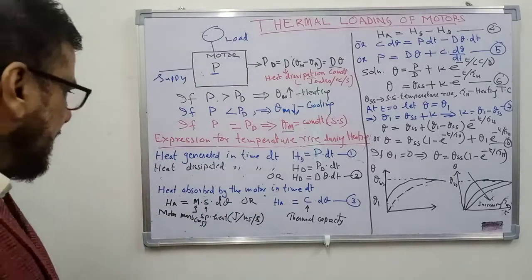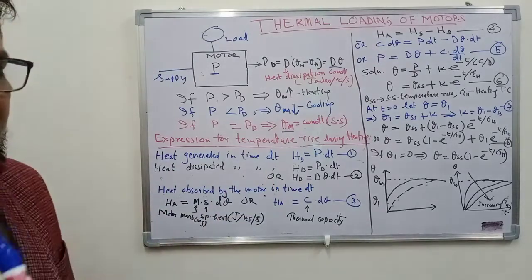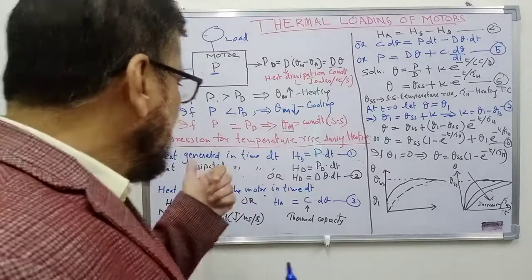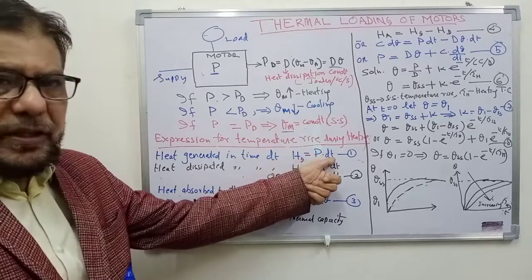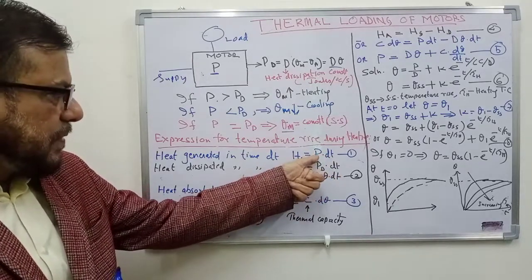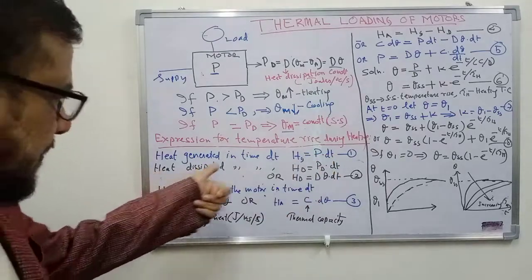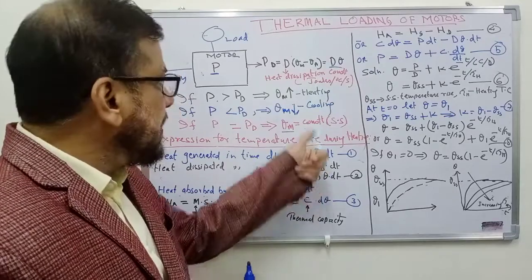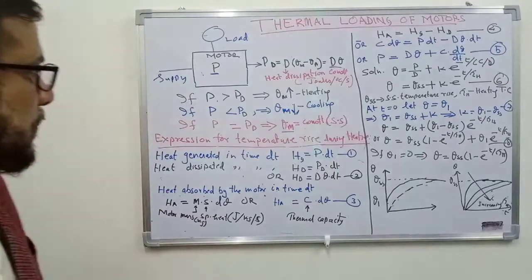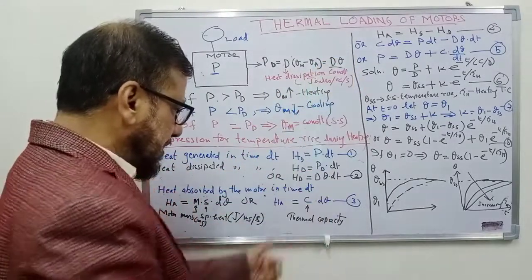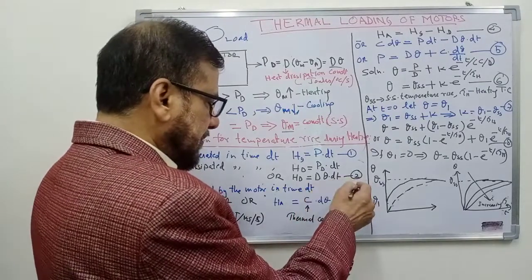Now let us say that heat generated in time interval dt. Let us take a small time interval dt. So in this case, the heat generated in time dt will be equal to power loss multiplied by dt. So power loss in joules per second, so this will be in joules. Similarly, heat dissipated will be equal to P D, rate of heat dissipation, multiplied by the time dt. If you put the value in terms of D and theta, H D will be equal to D theta into dt. So this is our equation number 2.